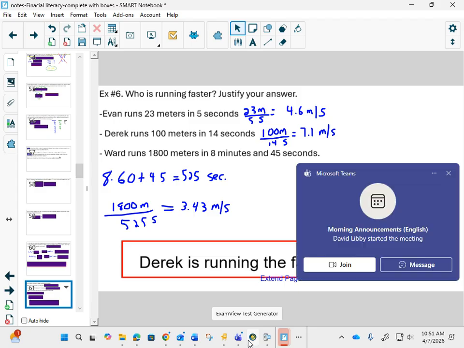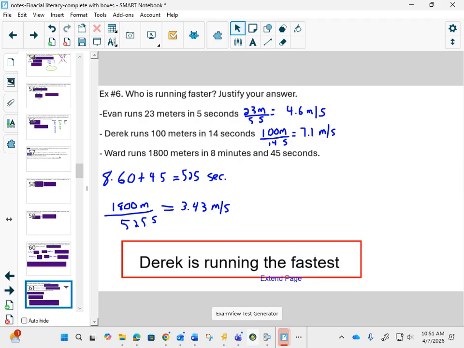Although yours was in 5 seconds, so you should have been the fastest. We won't talk about that. Although I don't know how fast Ward would be, I'm pretty sure Evan would be the fastest. I don't know. You think Ward could be you?